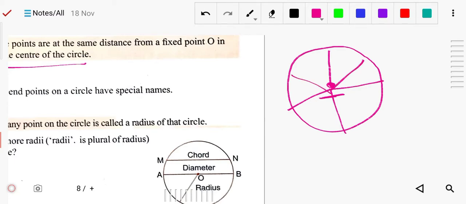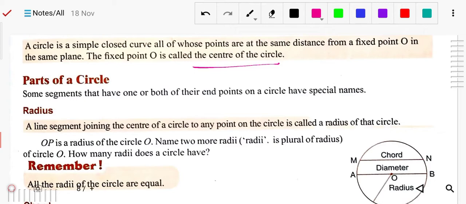Now some more things we will study, that is, the parts of a circle. There are parts like the radius. A line segment joining the center of a circle to any point on the circle is called a radius of the circle. So the distance from the center to the boundary of the circle is called the radius. The plural form is radii.